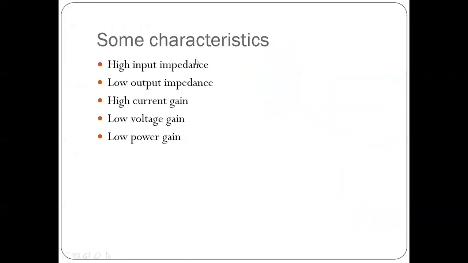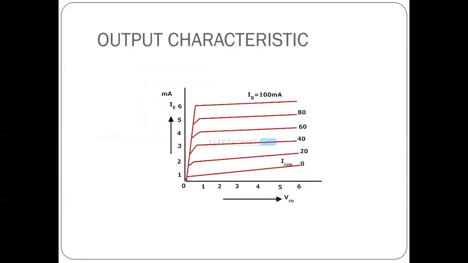Now here are some characteristics for common collector configuration. In a common collector configuration, the input impedance is very high and the output impedance is low. As a result, we can have a high current gain, but the voltage gain is low and the power gain is also low.